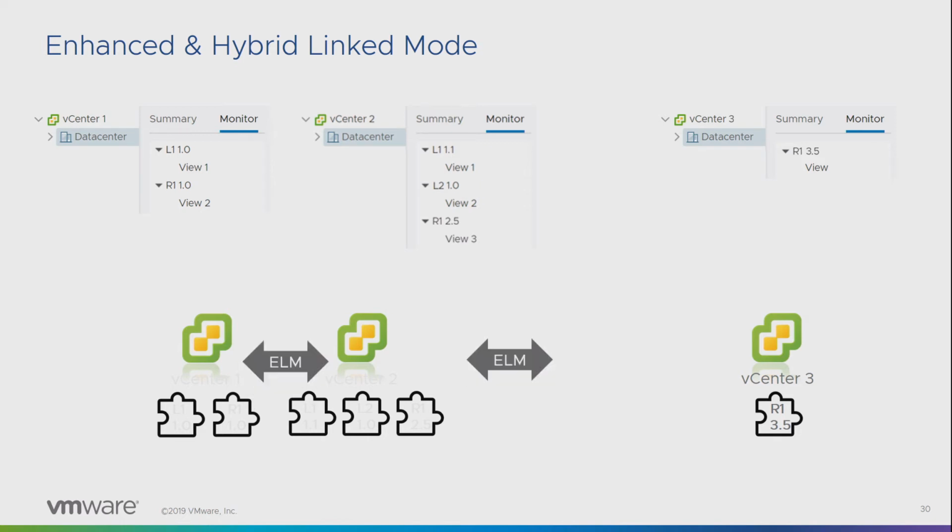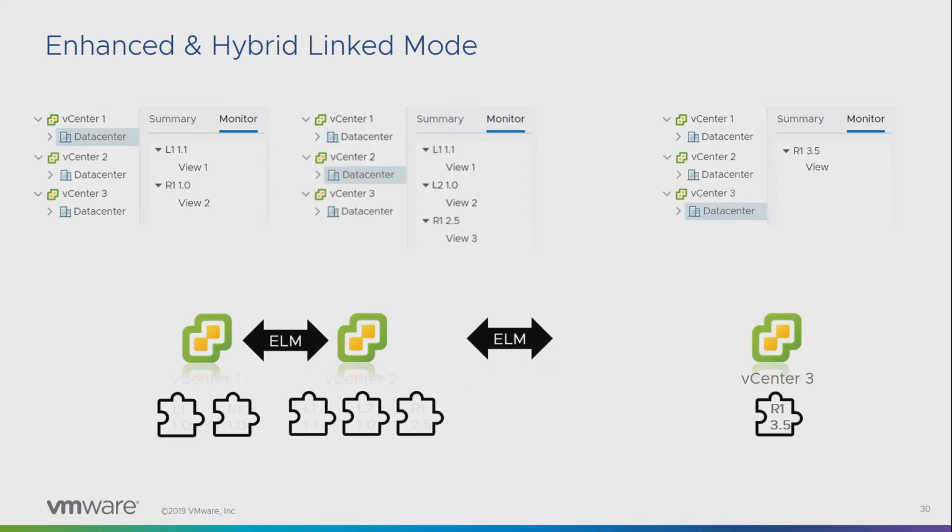Now, if we enhance this picture and establish enhanced link mode, the client as a single pane of glass would show all the vCenters and all their inventories. If you select an object of the first vCenter, you will see only L1 and R1. So as L2 is not registered with the first vCenter, you will not see extensions from there.